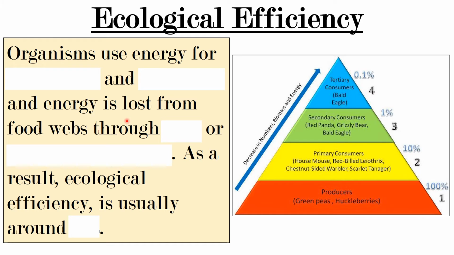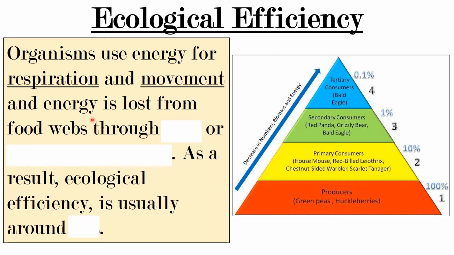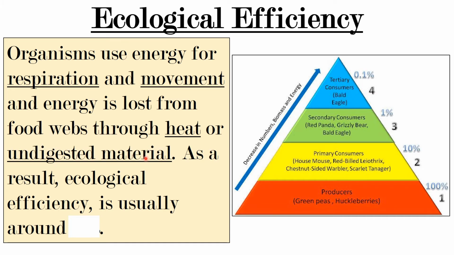So why would energy be lost? Think about this. Organisms use energy for something and something. So what are you using energy for? What are other living things using energy for? Respiration and movement. And energy is lost from food webs through heat. We're producing heat at all times, and also undigested material.